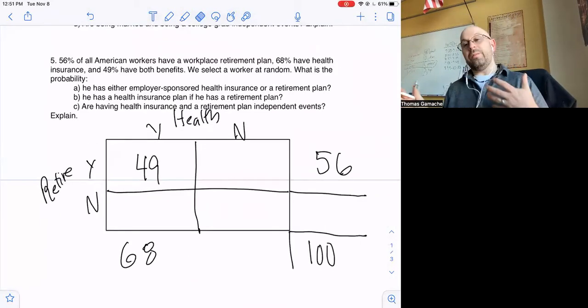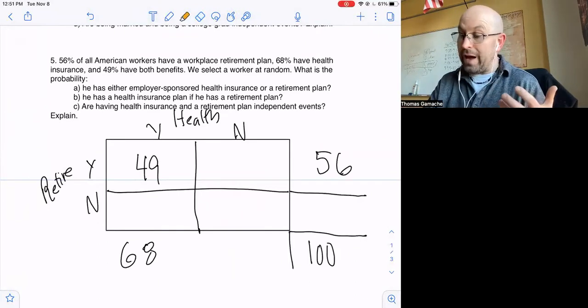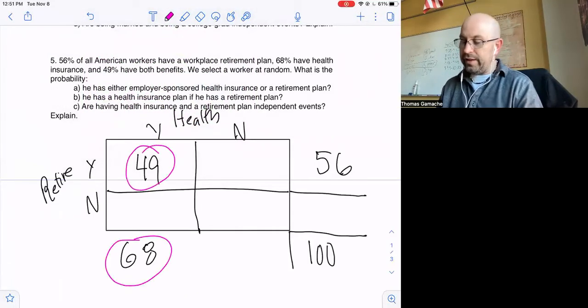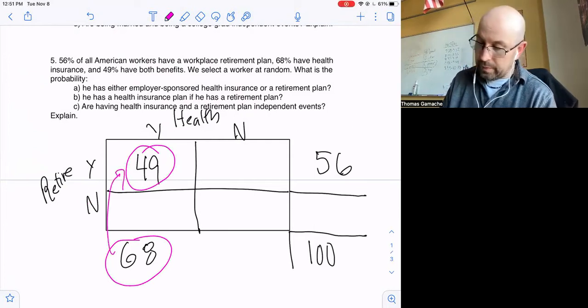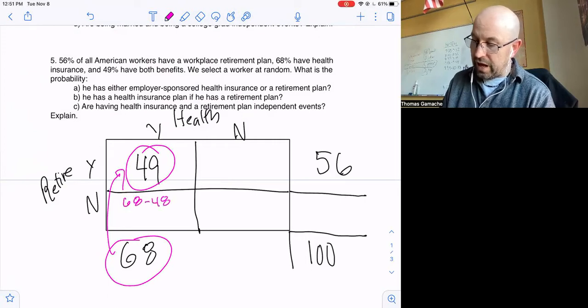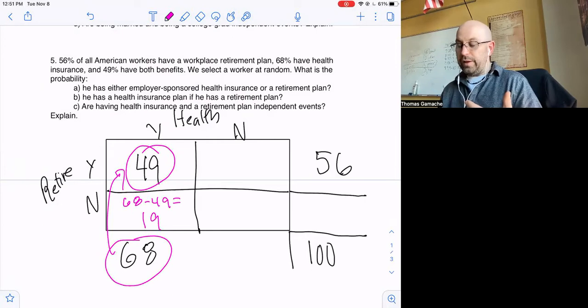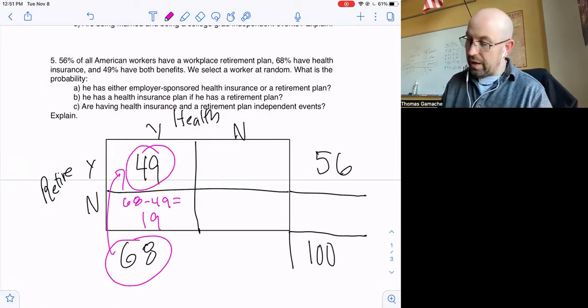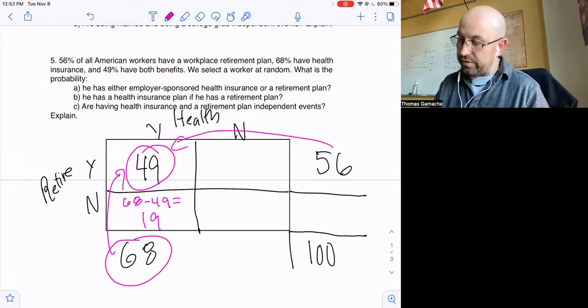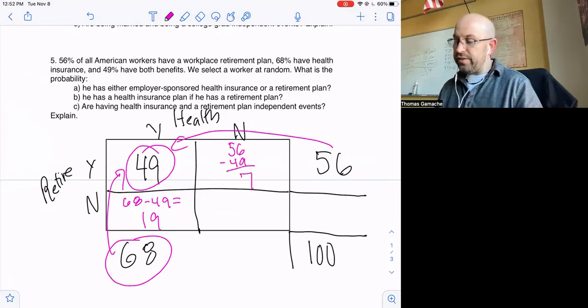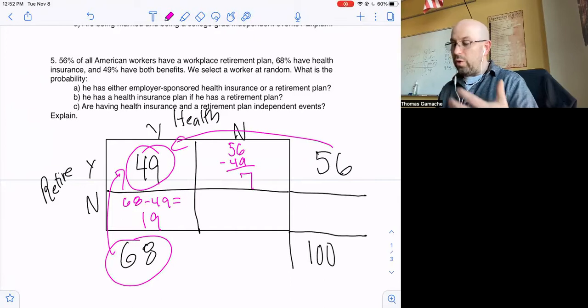So now the thing about a table is this allows us to kind of work backwards a little bit. It can be a lot of fun. So I know I have 68 here. I have 49 here. In order to get the no's here, all I have to do is subtract 49 from 68. And I get 19. So it tells me 19% of people have health insurance, but no retirement. I can also go over here. I notice that 56 minus 49 gives me 7. So it tells me that 7% of people have retirement, but no health insurance.